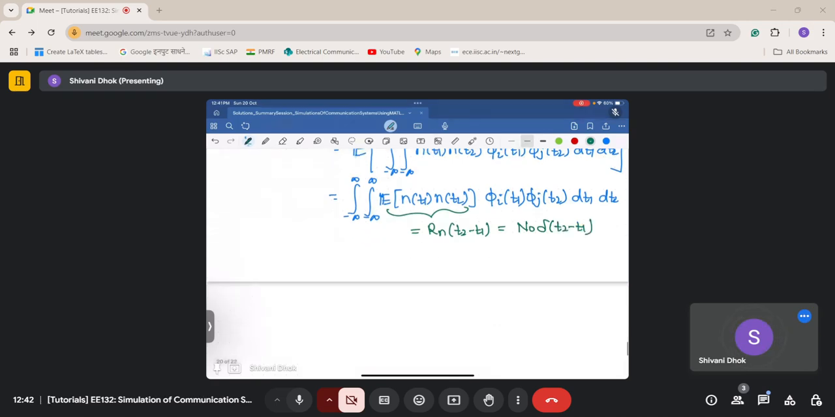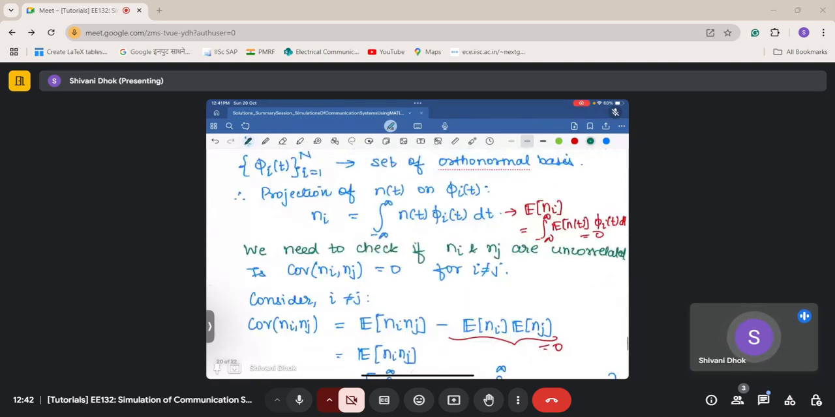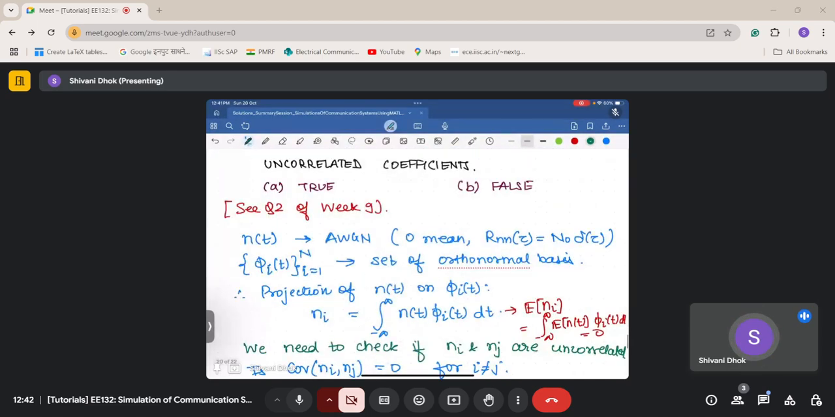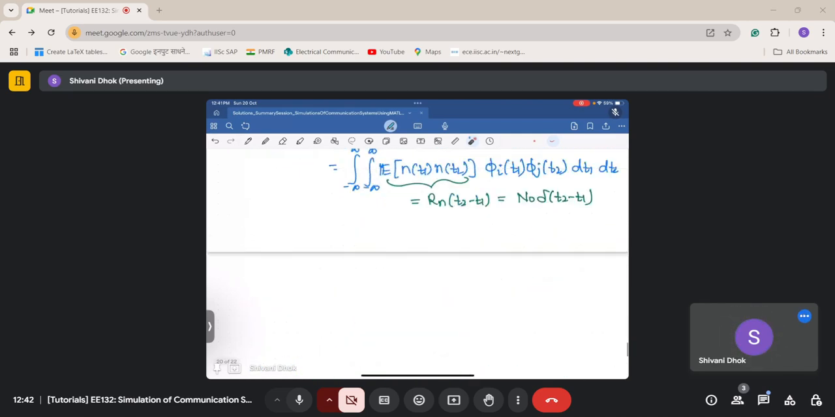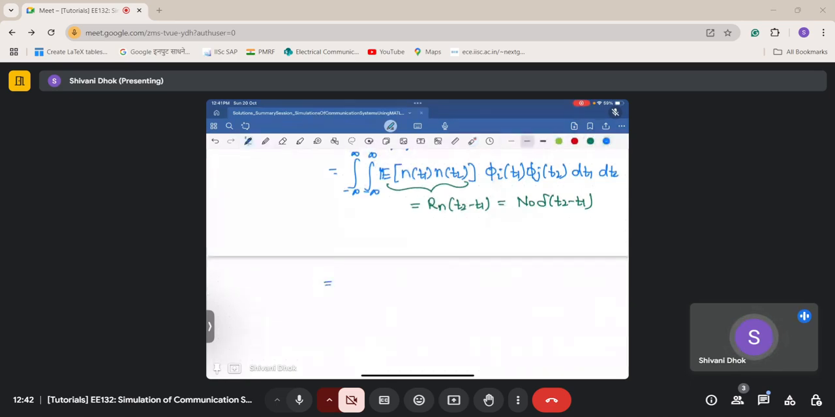So this tau is basically your delay, that is the time difference. So this is what you get. Now if I substitute it, we'll have the double integral from minus infinity to infinity of N0 delta(t2 minus t1) phi_i(t1) phi_j(t2) dt1 dt2.